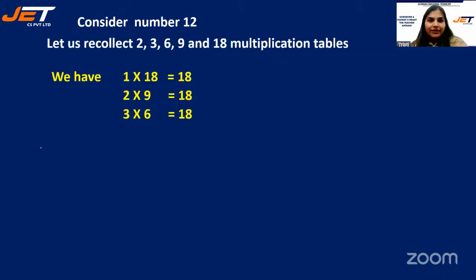Okay, this we have done. Okay, so this is 18 basically, not 12, sorry, it's by mistake. So this is 18. Okay. What are the factors of number 32?